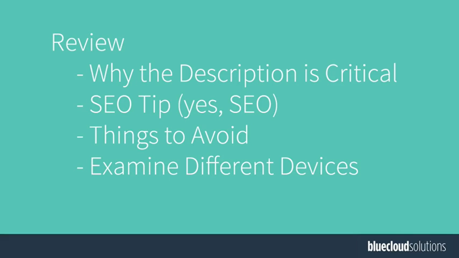So just to do a quick review, in this lesson you learn why the description is critical because Google gets your keywords from your description. You got an SEO tip. You should include your important keywords in the first 167 characters of your description because that goes in the meta description of the web page, which is more likely to be emphasized by Google. Again, you should avoid spamming the description field. Include your keywords, but make it sound natural. And finally, examine your description on different devices because what shows up may not be what you're expecting.